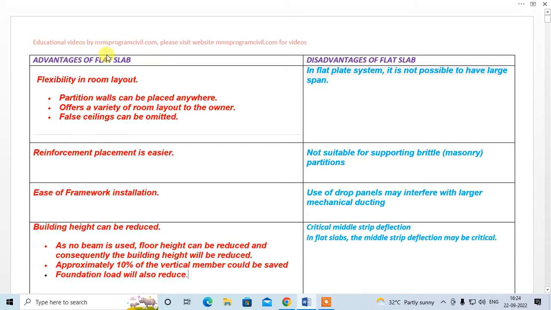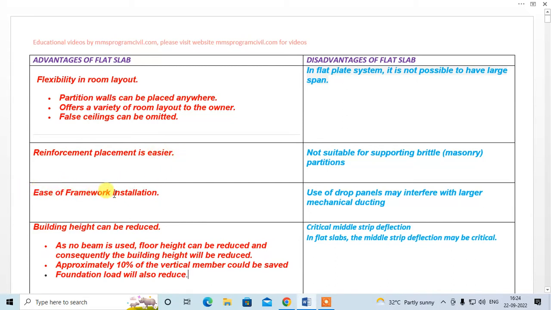Advantages of flat slab. Flexibility in room layout. Partition wall can be placed anywhere. Offers a variety of room layouts to the owner. False ceiling can be omitted. Reinforcement placement is easier in case of flat slab.